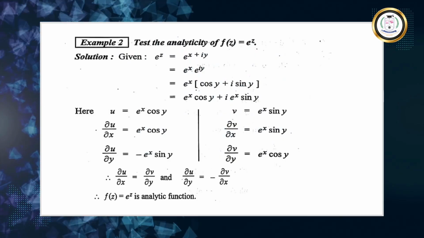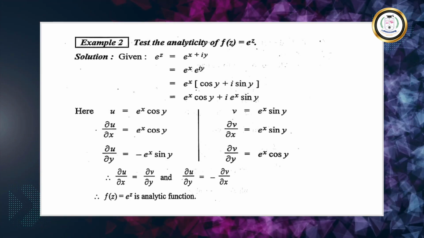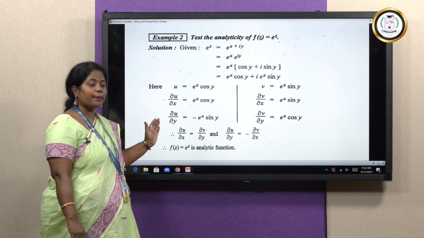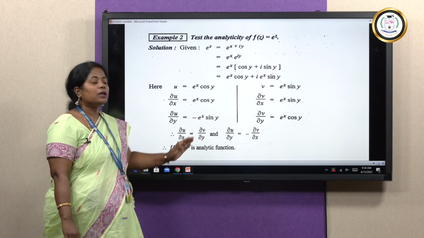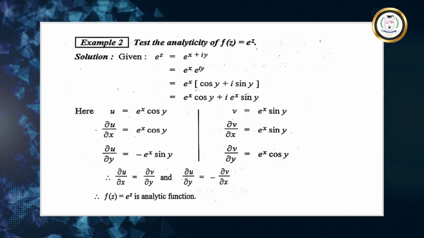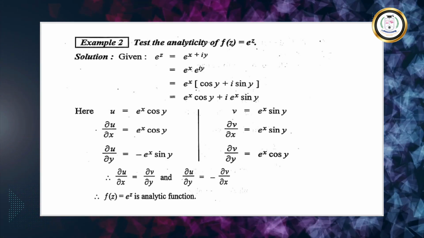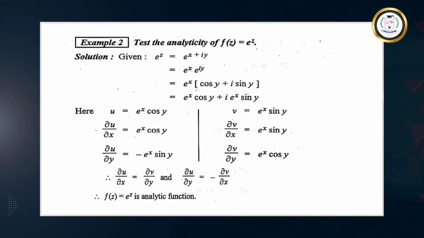Finding the partial differentiation with respect to x, ∂u/∂x is equal to e^x cos y. Similarly, partial differentiation with respect to y is equal to minus e^x sin y. On this side, ∂v/∂x is equal to e^x sin y, and ∂v/∂y is equal to e^x cos y.